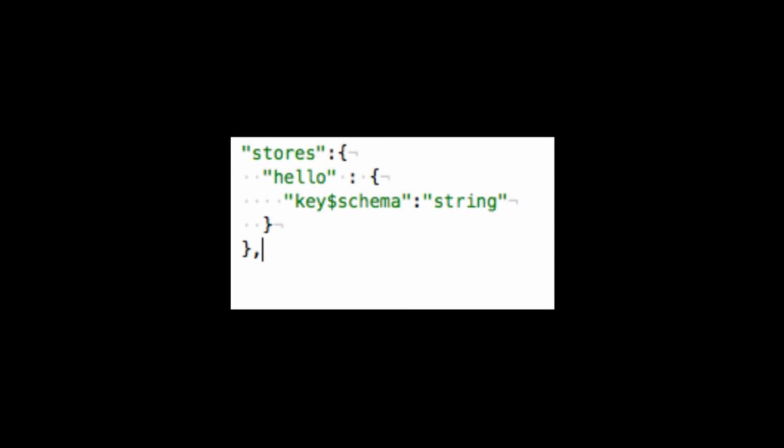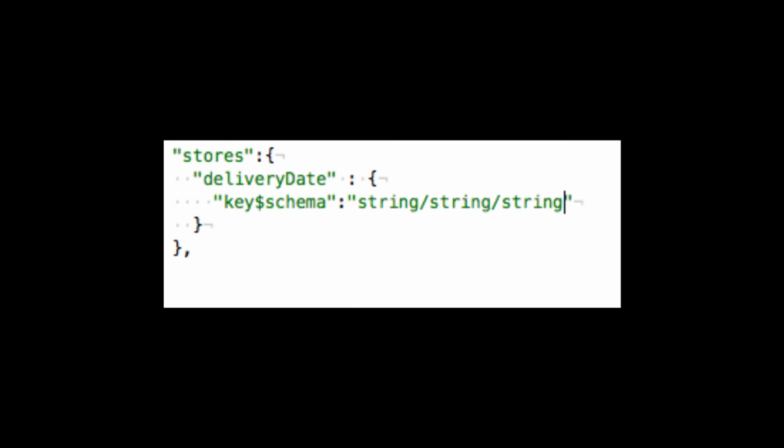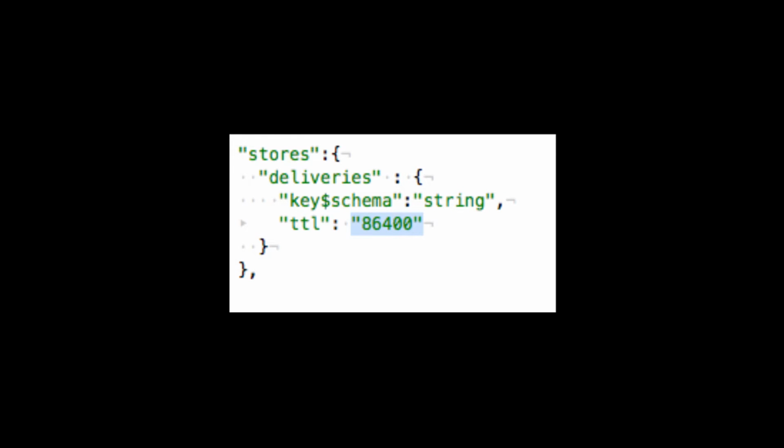Firstly, a store can have a more complex key schema than a simple string. Keys can be composed of a hierarchy of elements separated by forward slashes. There can be up to 7 elements in a key schema, so for example you might have a schema of string, string, string, which represents year, month and day. Stores can also have various properties imposed upon them. For example, a store can have a time to live property which limits the lifetime of a given value in the store.